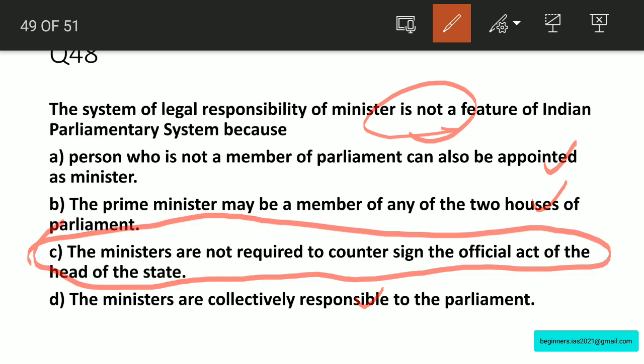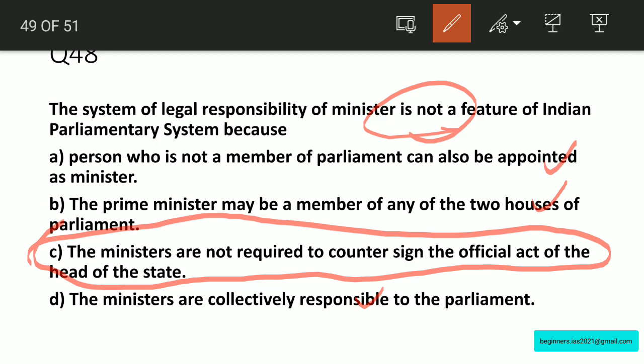The ministers are not required to countersign the official acts of the head of the state is not a feature of the Indian parliamentary system. See, let us see. We have derived those things from the British constitution. See, the system of legal responsibility of ministers: India has no such system, but Britain has.